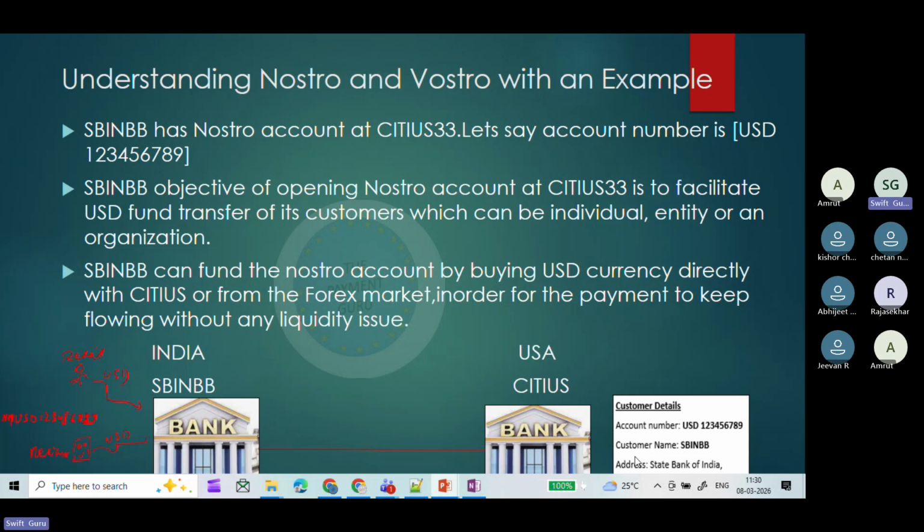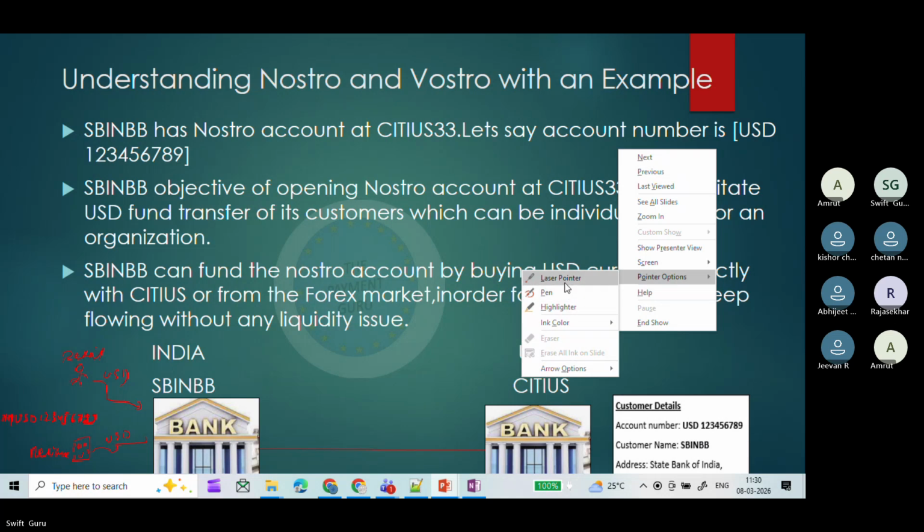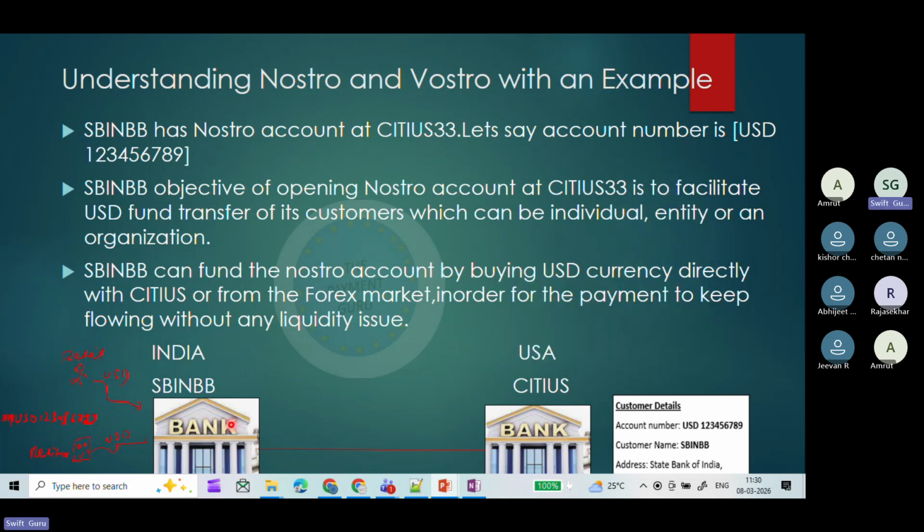The definition of the nostro account is this: from the State Bank of India's point of view, when our bank maintains an account in a foreign bank in foreign currency, where the account currency is USD, which is a foreign currency, this account is called a nostro account. Coming back one more time, when our bank or a domestic bank maintains an account in a foreign bank in foreign currency, the account is called a nostro account. All right, this is the definition of a nostro account.